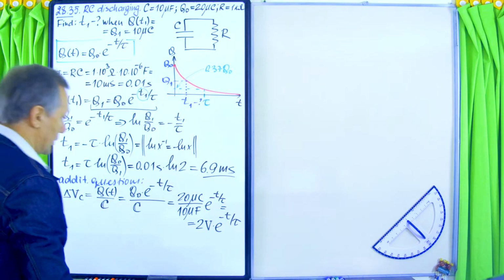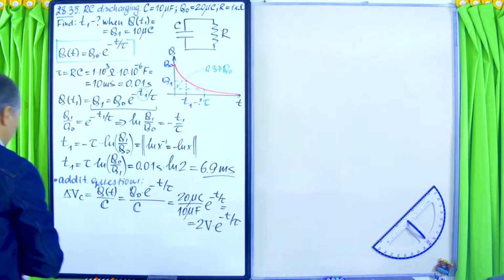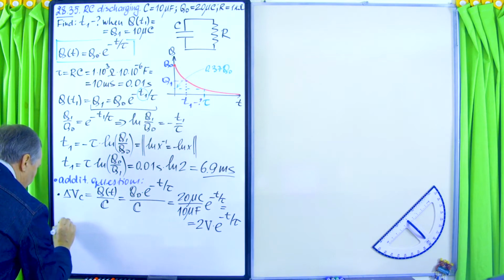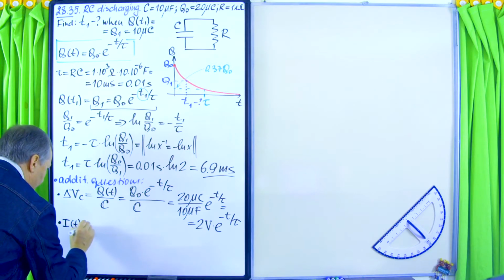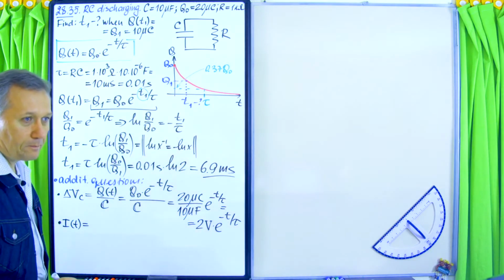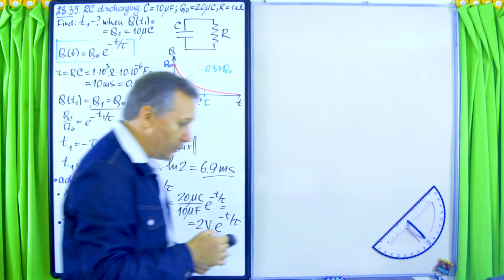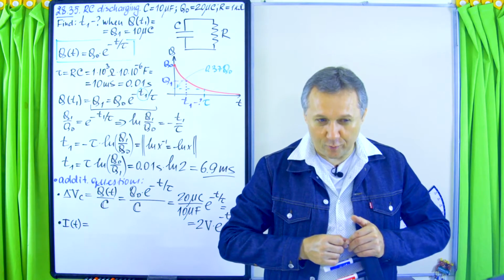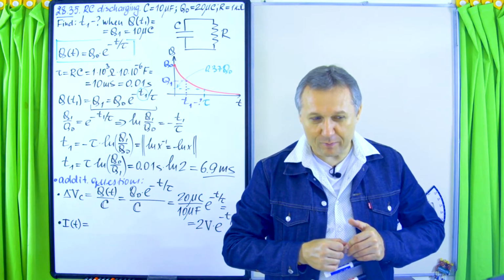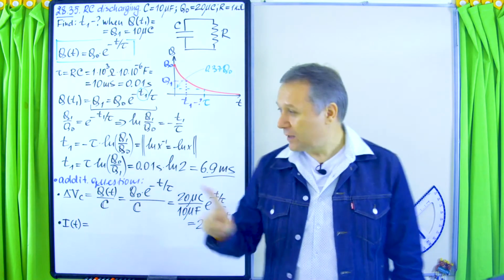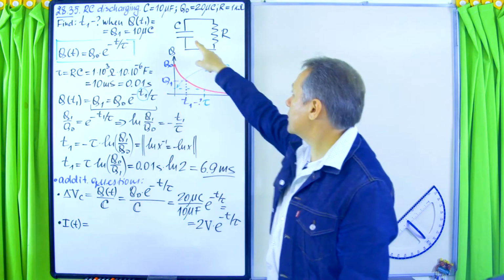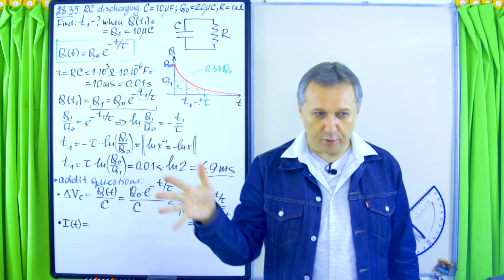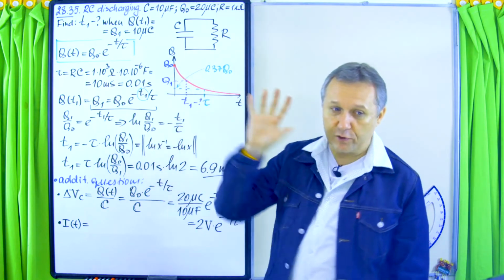So next, what about current? I want to find the current. That's the second additional question. Of course, current will also be a function of time. Which formula do we have to use? You need to recall the previous class, the relationship between the current and the charge inside the capacitor for the charging situation. This is discharging.